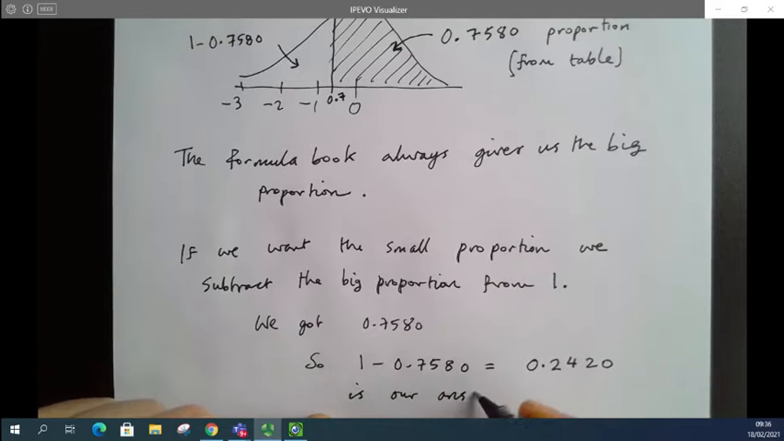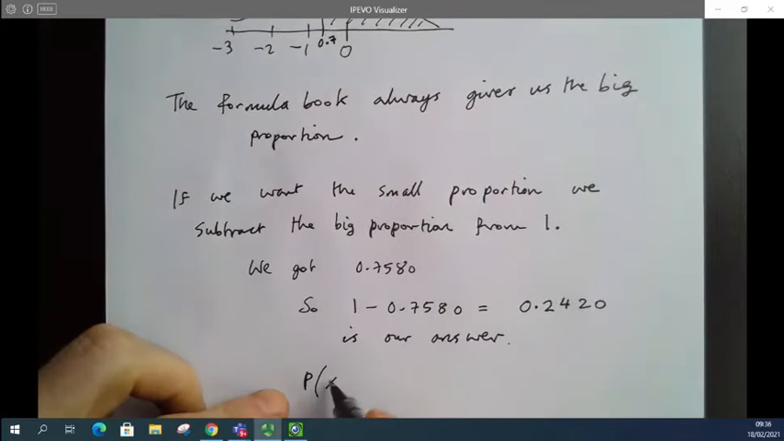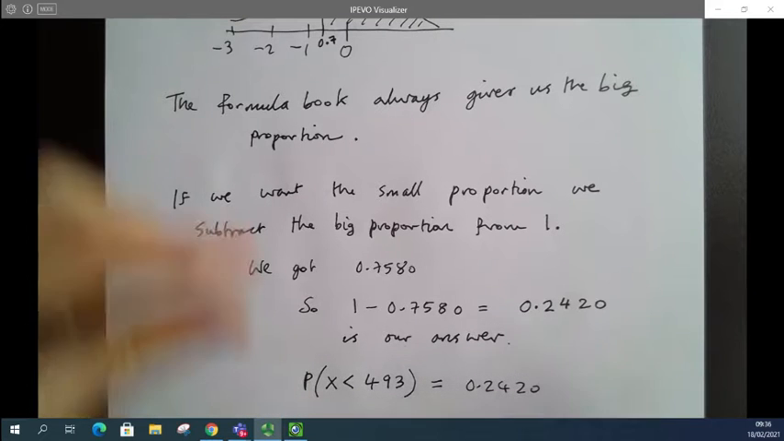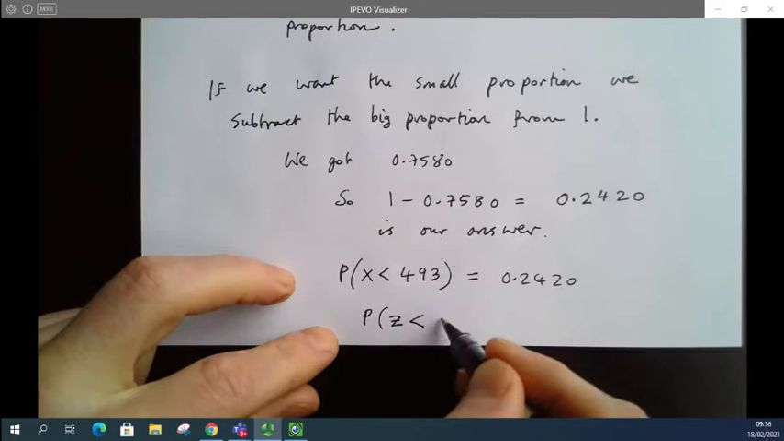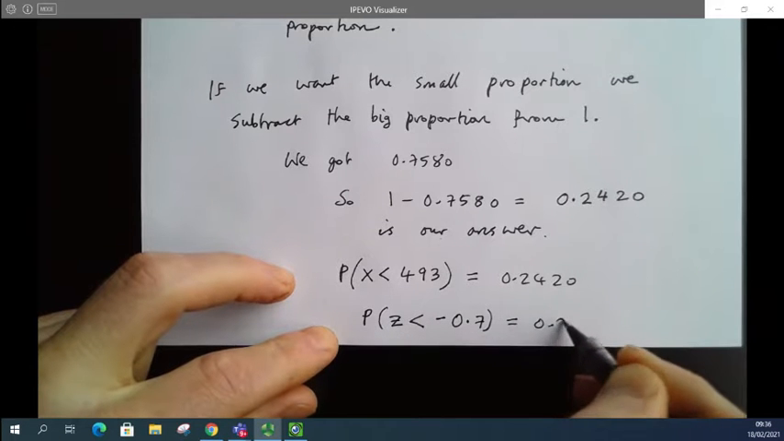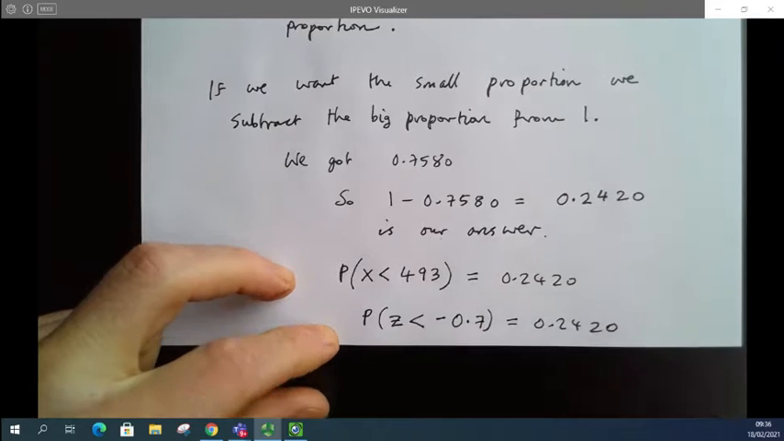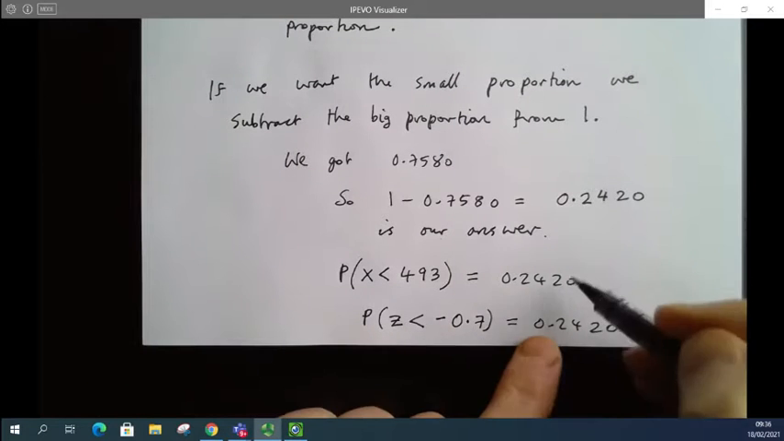What does the answer represent? Let's write it in two ways. The probability that x is less than 493 is equal to 0.2420. That's a nice way to write it. We can also write the following. The probability that z is less than minus 0.7, because this is also true, is also 0.2420. These two statements mean the same thing, because your x score and your z score correspond to each other. This is a proportion.